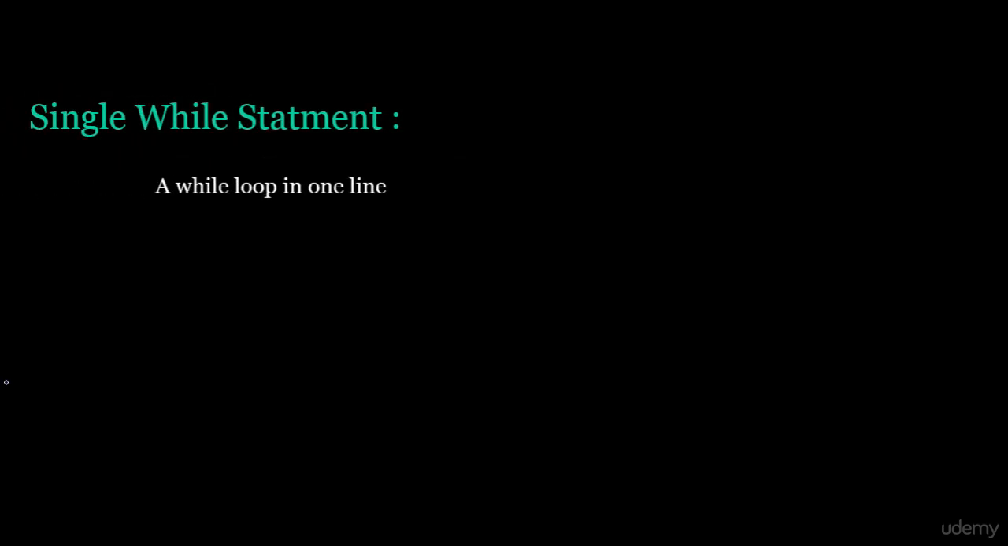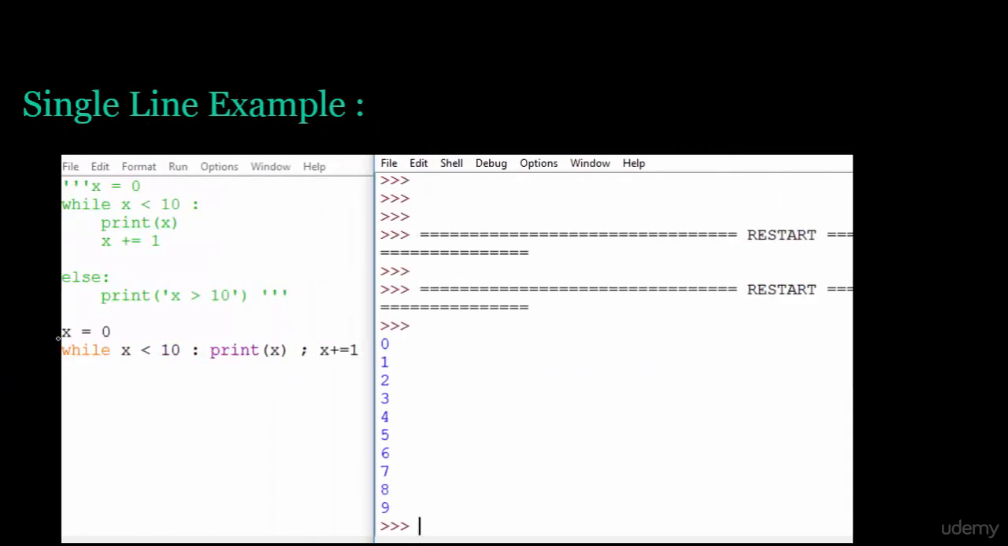Single while statement, a while loop in one line. Let's see this example. I said here x equal to 0, then I said while x less than 10, print x, then semicolon here, x plus equal 1.